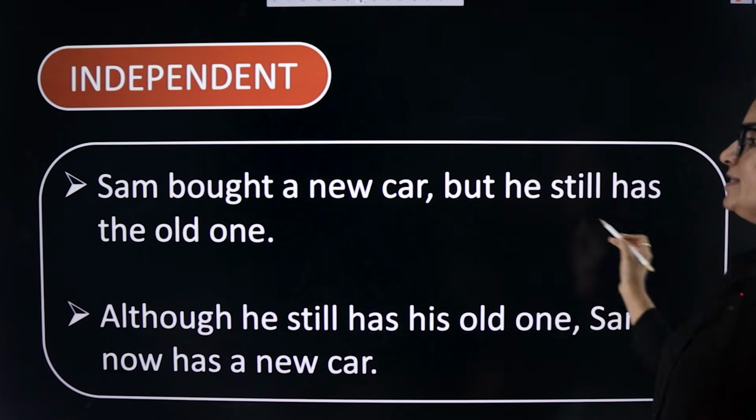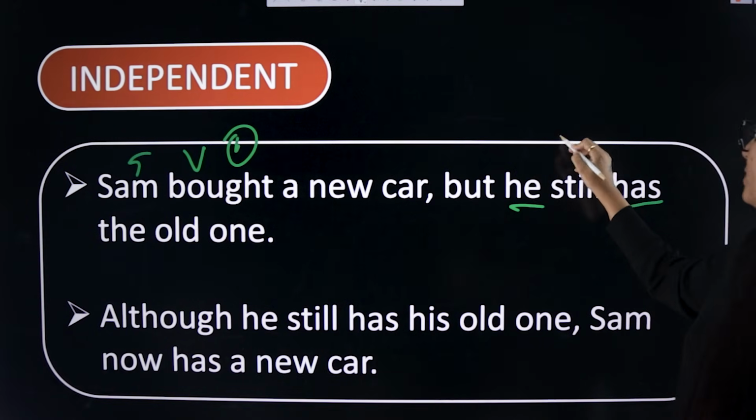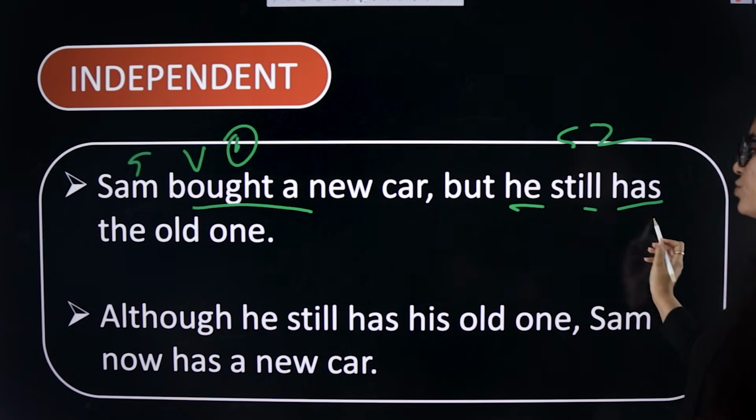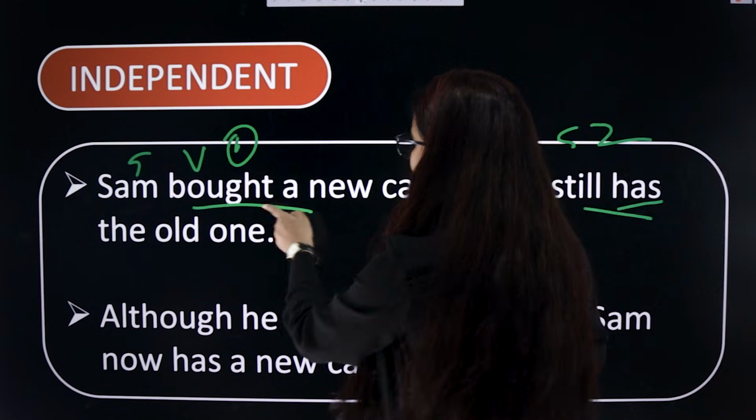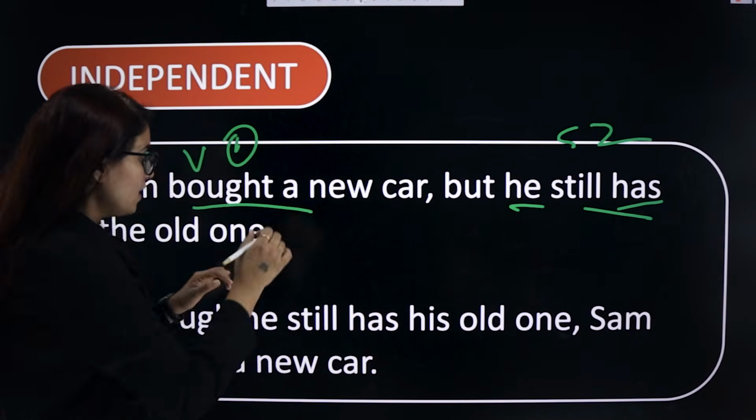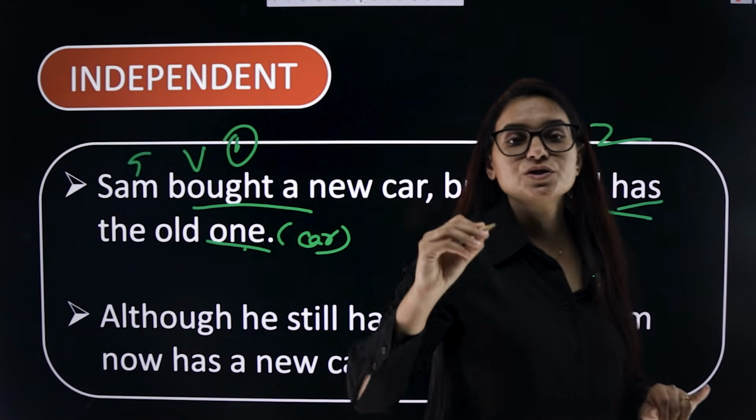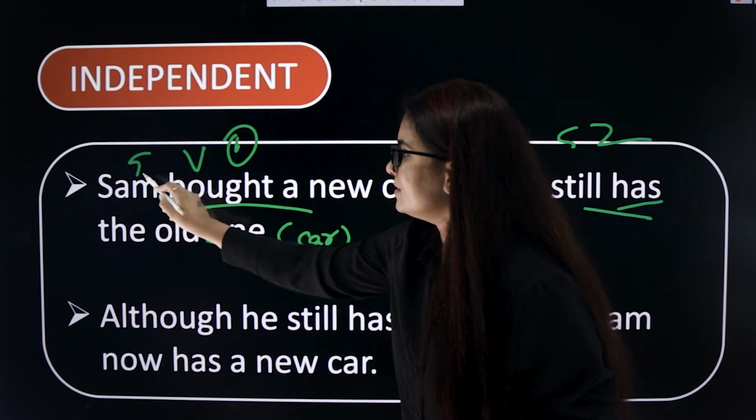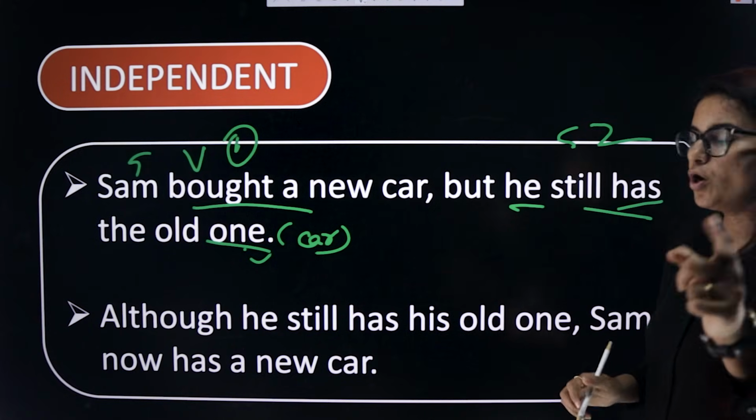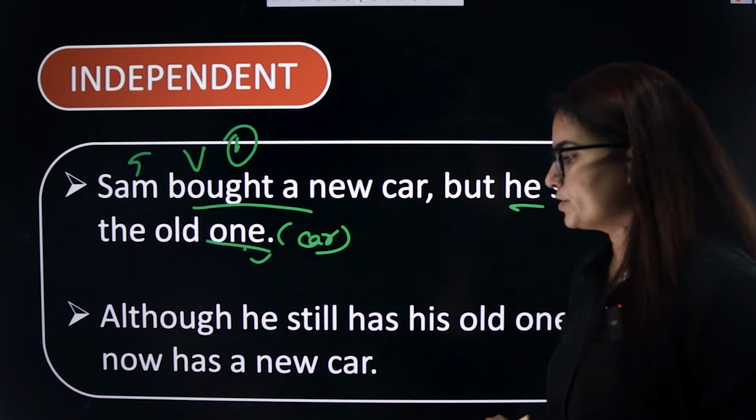Next, we have two examples of independent clauses on your screen. Sam bought a new car, but he still has his old one. Subject verb, clause 1. Subject verb, clause 2. So, we have clause 1, independent. Clause 2, independent. Why? Sam bought a new car. Makes sense. He still has his old car. Makes sense. We have not written car here again because this is a pronoun. If you remember, there was a pronoun which replaces the noun so that we don't have to repeat them. So Sam bought a new car, clause 1. He still has his old car, clause 2. Both the clauses are independent clauses.